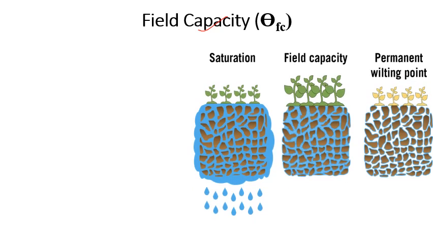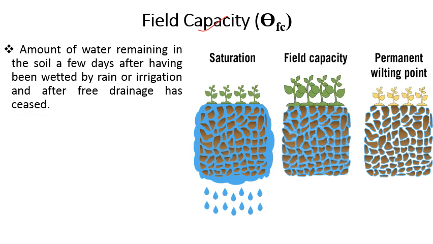Next important term is field capacity. So as the name indicates, this is also known as the water holding capacity of soil. This is the amount of water remaining in the soil a few days after having been wetted by rain or irrigated and after free drainage has ceased. It means ये जो पानी soil में रहता है after rainfall 2-3 दिन के बाद जब हम इसमें check करते हैं soil moisture का content, और after irrigation 2-3 days के बाद जो water का amount left रहता है soil में, that capacity of soil to hold that water is known as water holding capacity और field capacity.